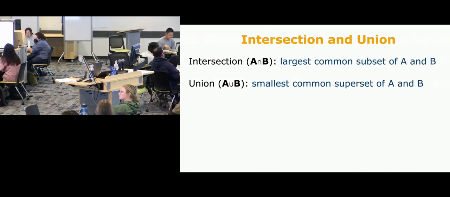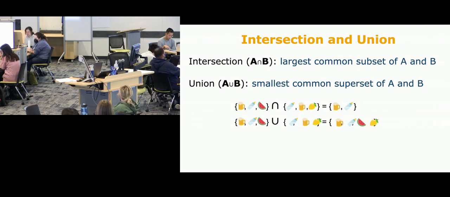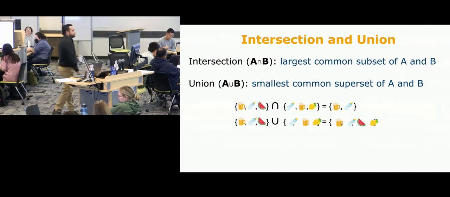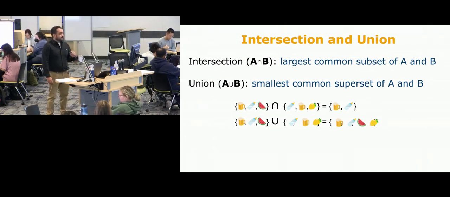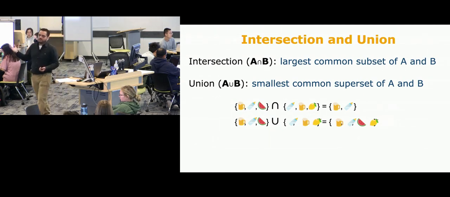Intersection and union are two set operations, as I'm sure all of you know. Intersection is the largest common subset of A and B, and union is the smallest common superset of A and B. So here is the intersection of beer, milk, and watermelon, and milk, beer, and lemon. What's common in these two sets is beer and milk, right? And what's the union of these two item sets? It's the smallest common superset, right? So it would be beer, milk, watermelon, and lemon.